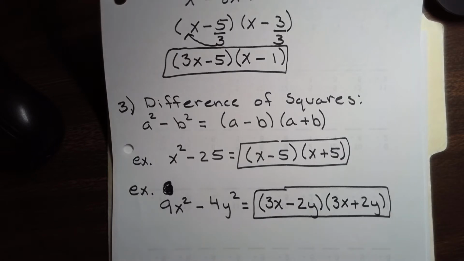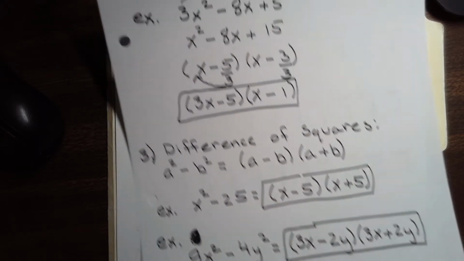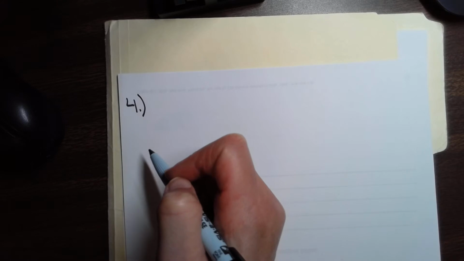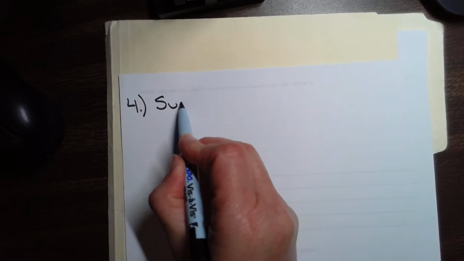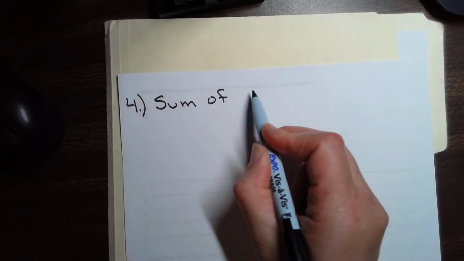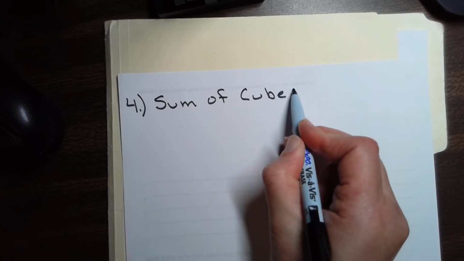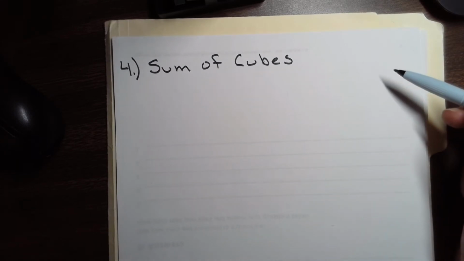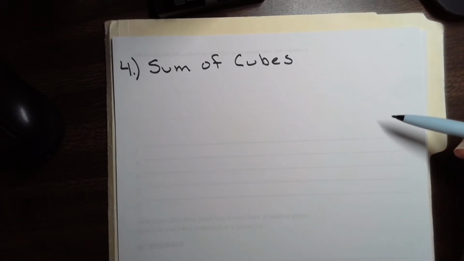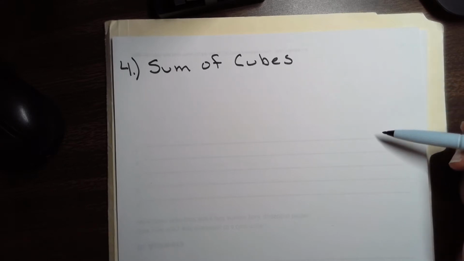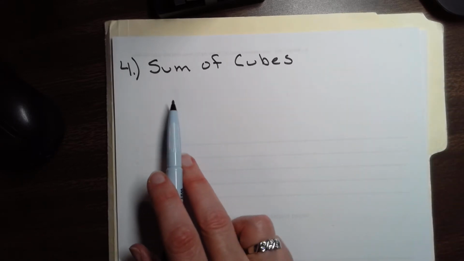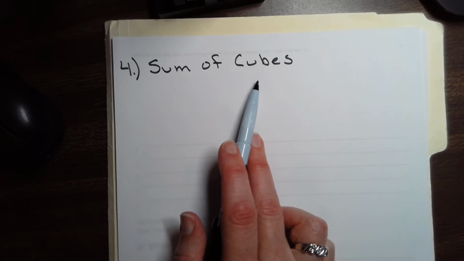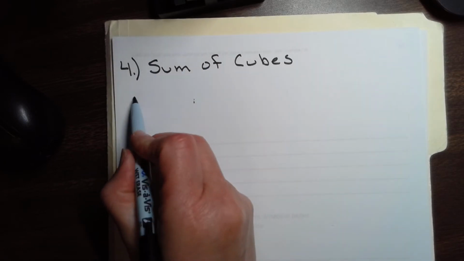Okay, let's take a look at some cubes. So the last method I want to talk about on factoring is the sum and the difference of cubes. So let's start with the sum first. So the sum of cubes. Just like I suggested with your difference of squares, if you would like to write down some perfect cubes, I would suggest from 1 to 10, and then that would help you recognize when you have a perfect cube. But let's talk about the formula first.